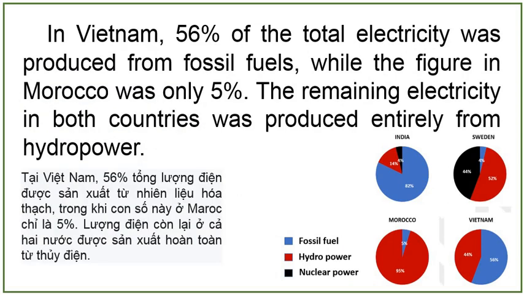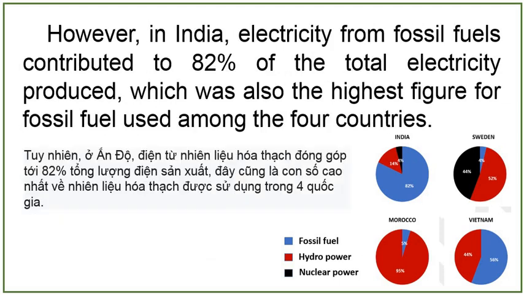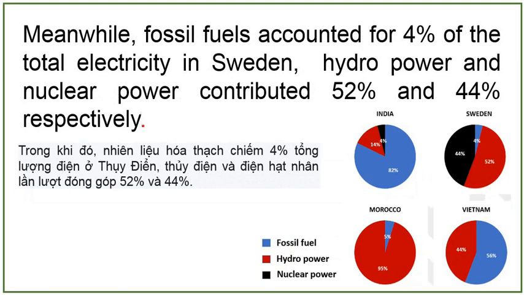In Vietnam, 56% of the total electricity was produced from fossil fuels, while the figure in Morocco was only 5%. The remaining electricity in both countries was produced entirely from hydropower. However, in India, electricity from fossil fuels contributed to 80% of the total electricity produced, which was also the highest figure for fossil fuel used among the 4 countries. Meanwhile, fossil fuels accounted for 4% of the total electricity in Sweden. Hydropower and nuclear power contributed 52% and 44% respectively.